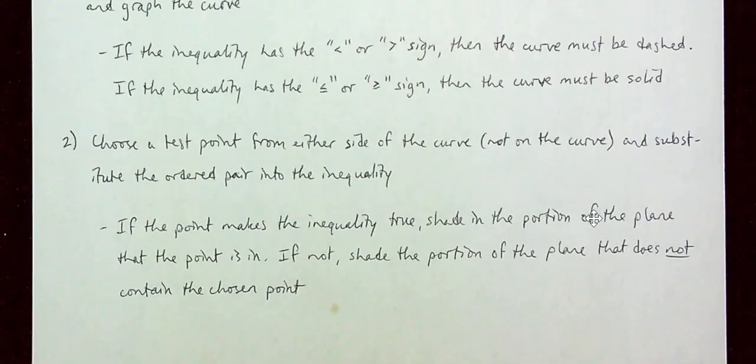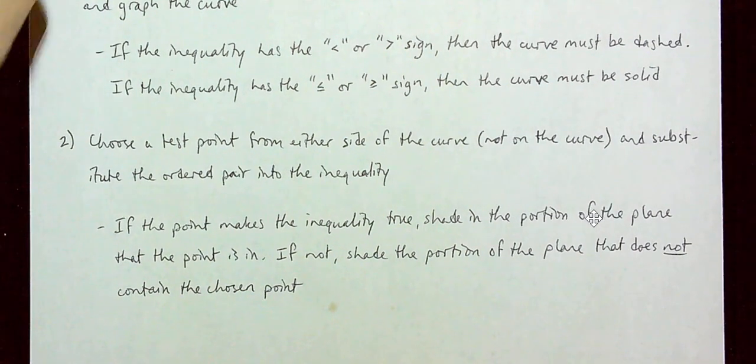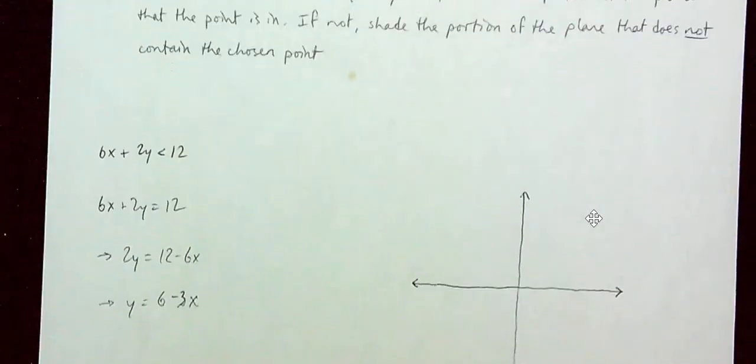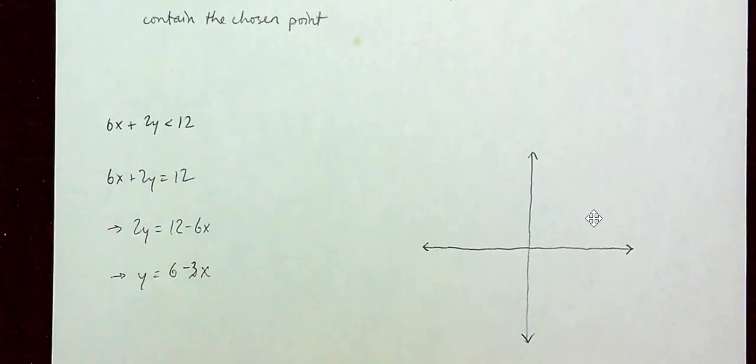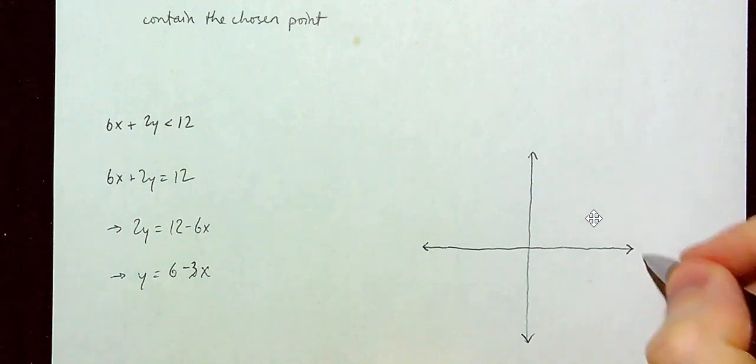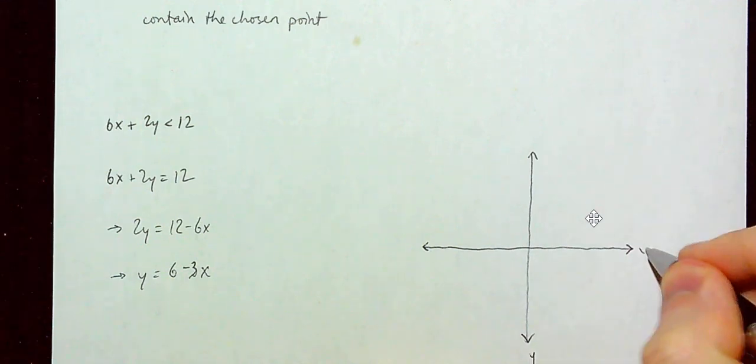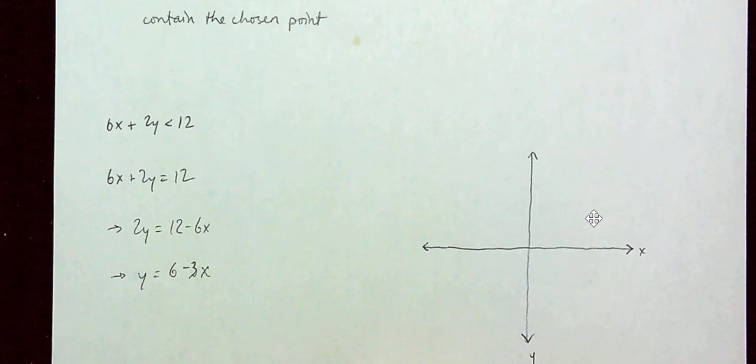Now, going back to our process here, we said if the inequality is strict, then when we draw this curve, it has to be dashed. Well, in this case, our inequality is indeed strict because it's a strictly less than. So I'm just going to give a rough sketch of the line 6 minus 3x here on my graph at the right. And I'm going to make this a dashed line.